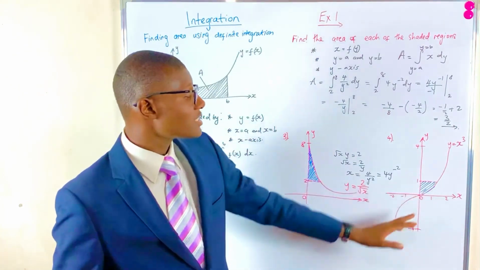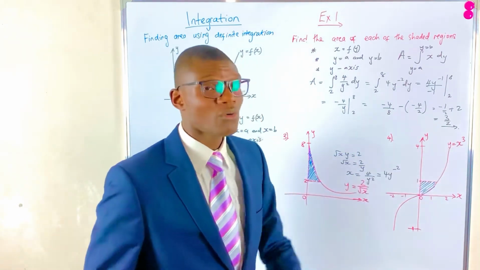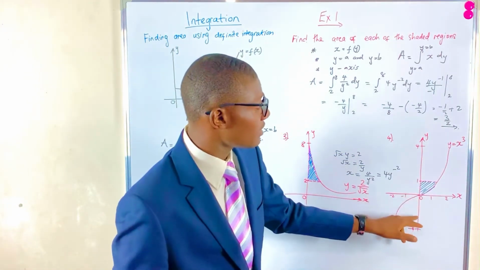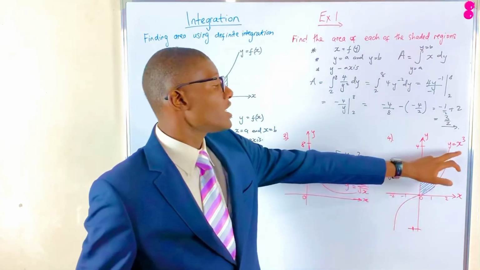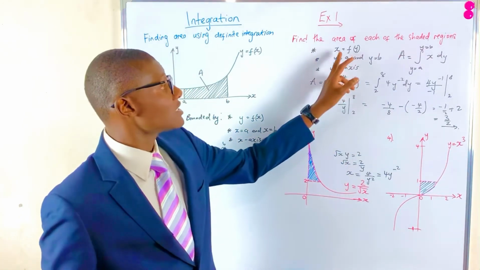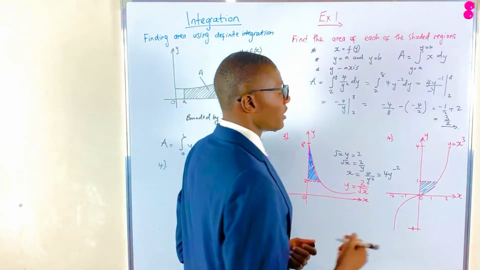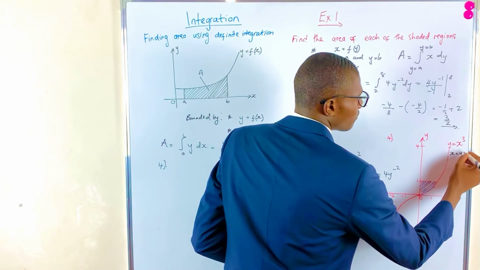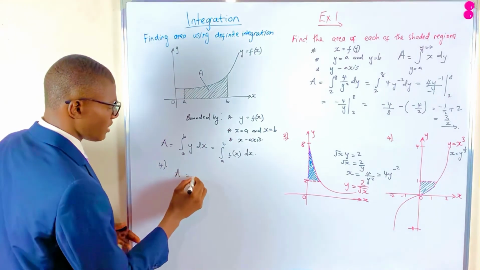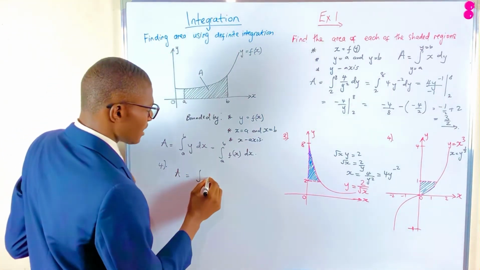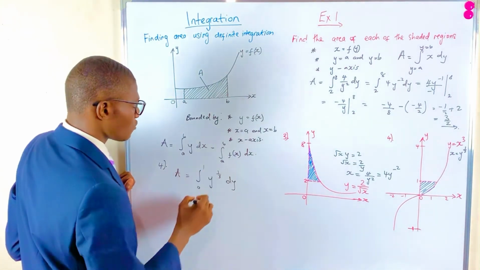But this area is bounded by the curve y is equal to x to the power of 3, the y-axis, and the lines y is equal to 0 and y is equal to 1. So we need to change this equation in such a way that it is in the form x is equal to f of y. In other words, we're simply making x the subject of the formula, and x would be equal to y to the power of 1 over 3. Simply that, such that the area would be given by the integral of x, which is y to the power of 1 over 3, with respect to y, with the limits from 0 to 1.